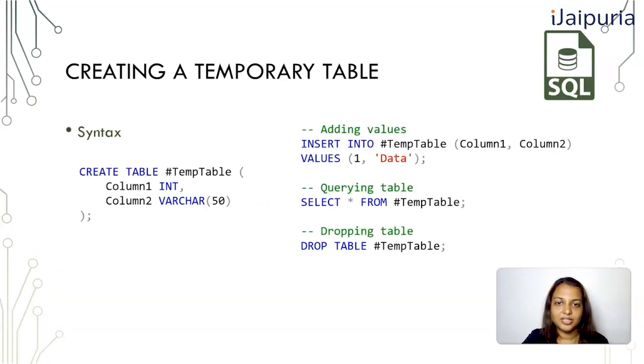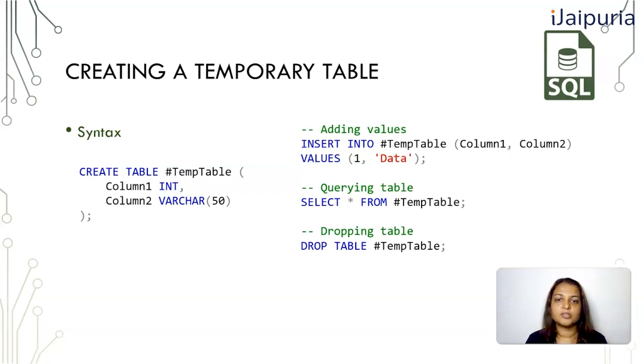Now, when we go on to create a temporary table, let us understand that we do it with the help of the create table itself. But when we are specifying a temporary table, I need to add the hashtag, and then I have to give the name of the temporary table. And then of course, just the way on how we create a table, it is created in a similar manner.